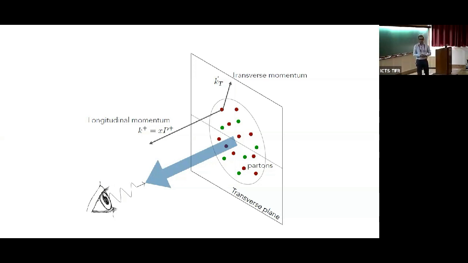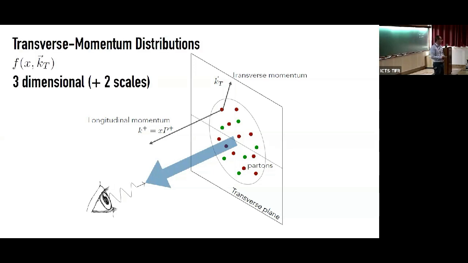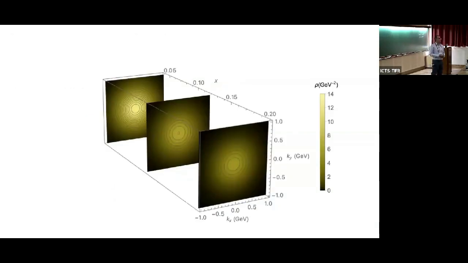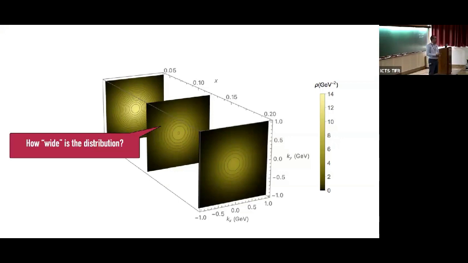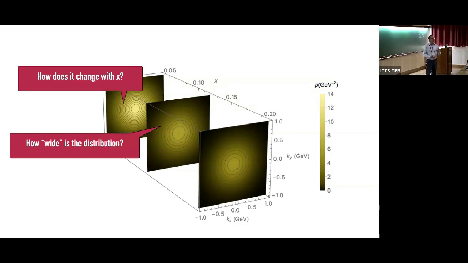So our task is, using the data already available now, but certainly with the addition of EIC data, to study these three-dimensional maps. What are the questions that one can answer if we have access to these TMDs? There are pretty obvious and fundamental questions, like how wide is this distribution of partons in kT? So what is the average transverse momentum that partons have? But that's not the only question.